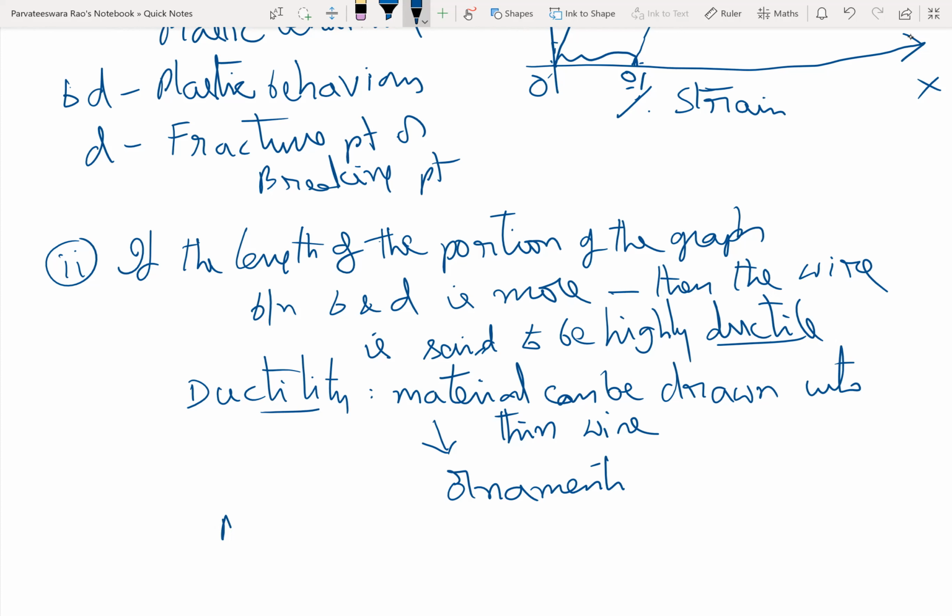And we have another property called malleability. So it can be made into thin sheets. This is used in gold covering the shrines of the temples and all. So this is about the behavior of a wire under increasing load.